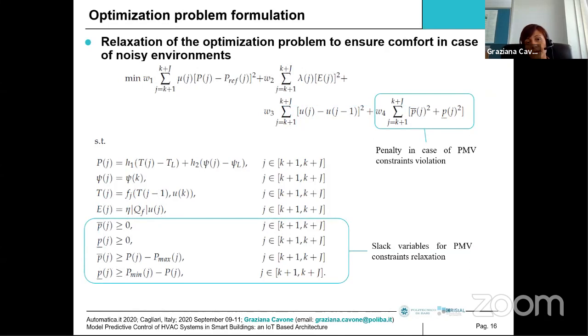So for the optimization problem, we consider a relaxation of the problem. That includes a reformulation of the objective function, because we want to ensure comfort to the users, also in case of noisy environments where, for example, the PMV value could be higher or lower than predetermined ranges. And so we include a penalty term in the objective function in case of PMV constraint violation, and also constraints that include some slack variables for the PMV constraint relaxation.